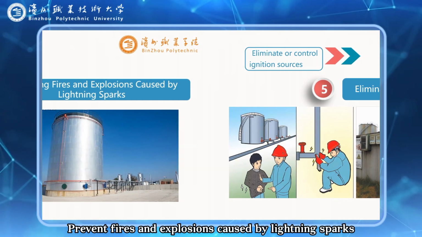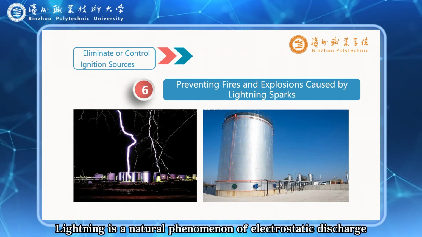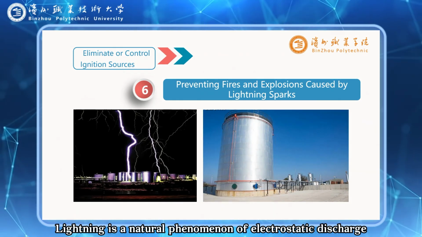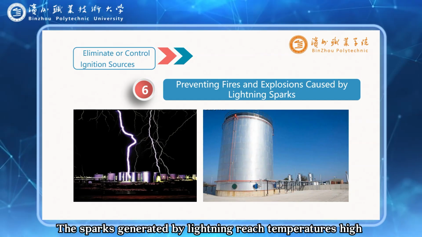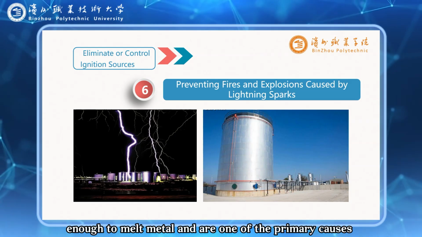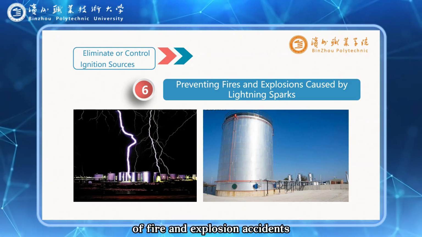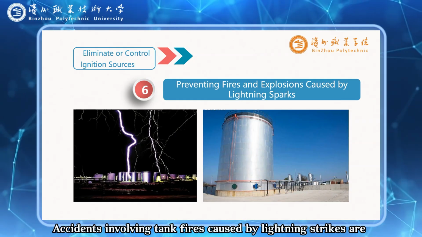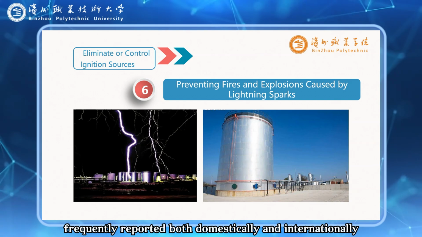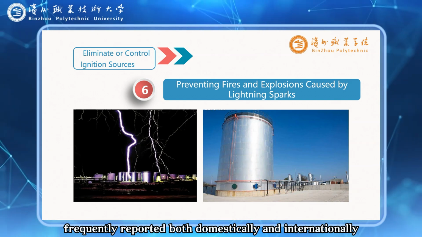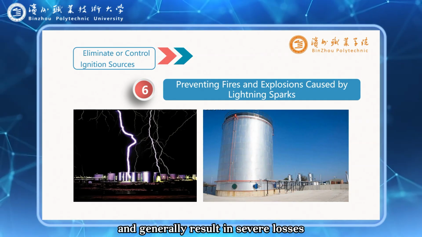Sixth, prevent fires and explosions caused by lightning sparks. Lightning is a natural phenomenon of electrostatic discharge. The sparks generated by lightning reach temperatures high enough to melt metal and are one of the primary causes of fire and explosion accidents. Accidents involving tank fires caused by lightning strikes are frequently reported both domestically and internationally, and generally result in severe losses.